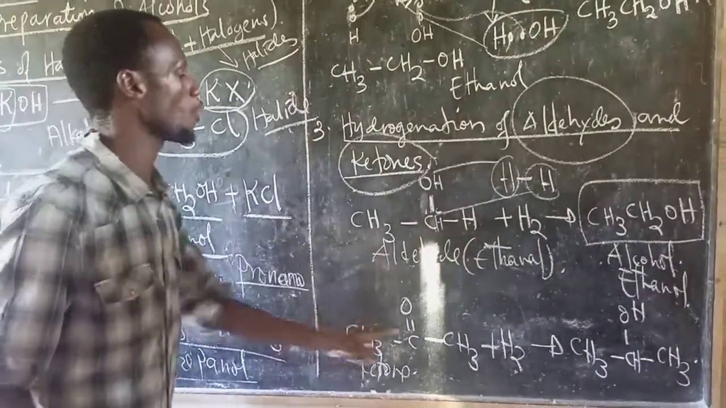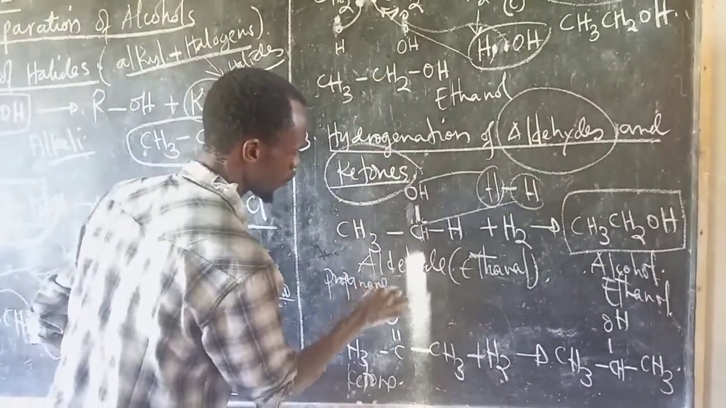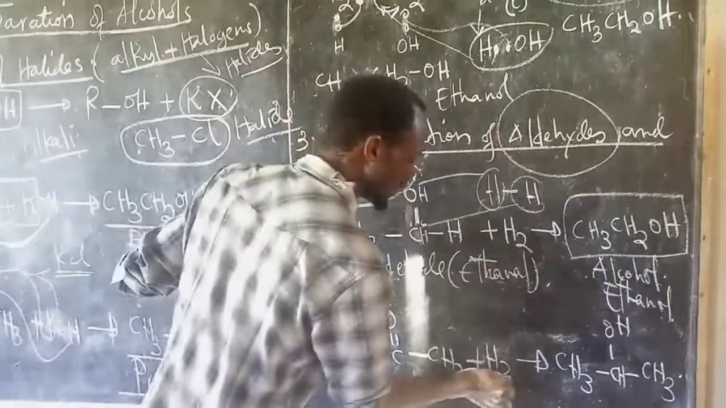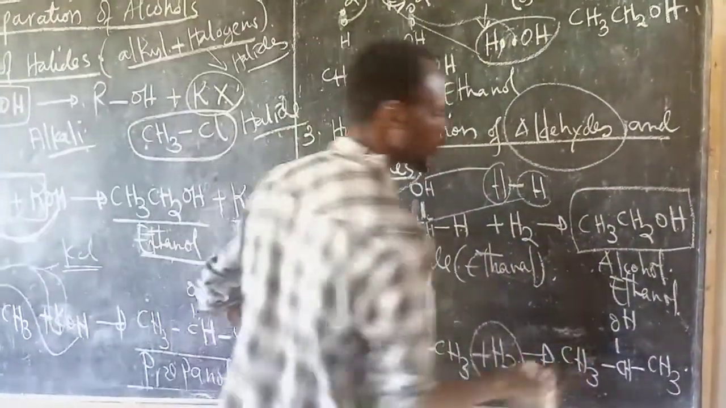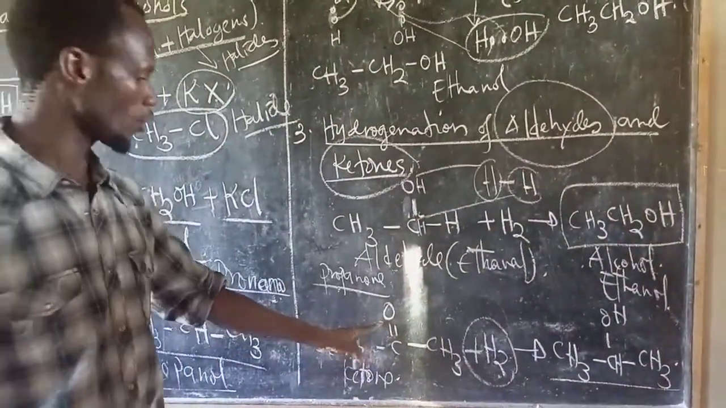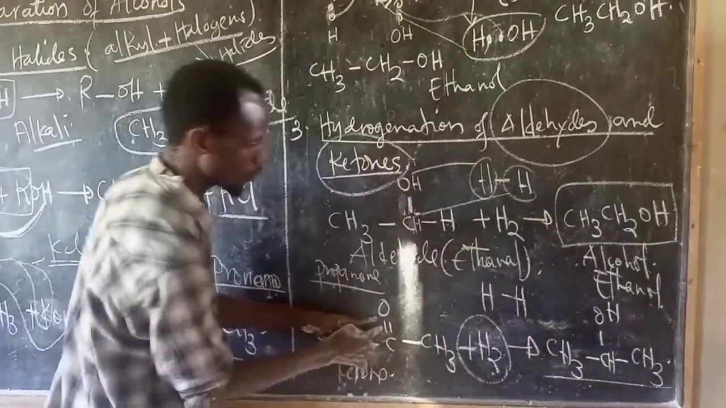This now, it is propanone. It is called propanone. Propanone is called a ketone. Now, a ketone can be hydrogenated, meaning we can add hydrogen to it so as to form what we call a secondary alcohol.